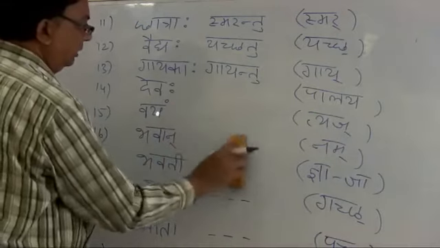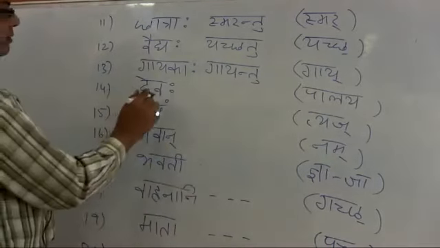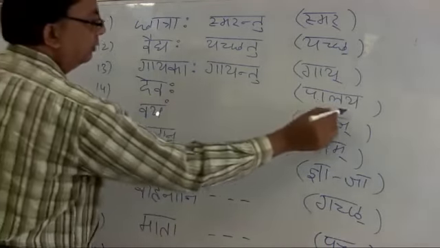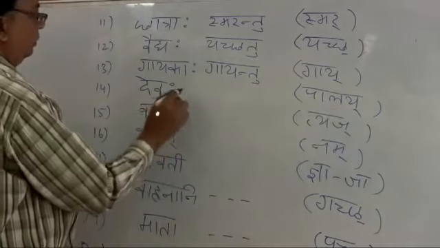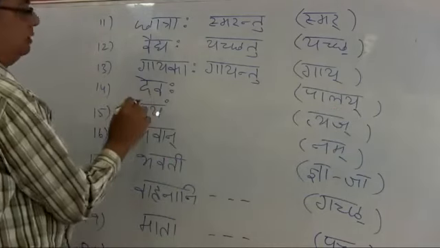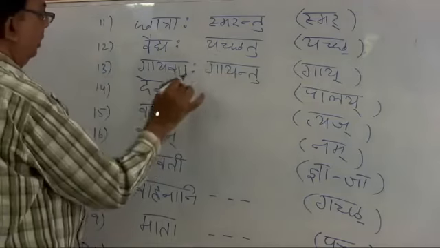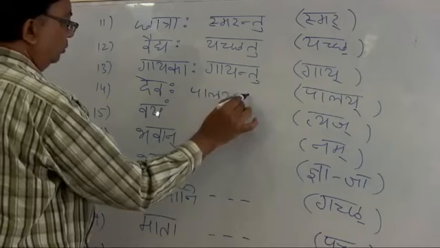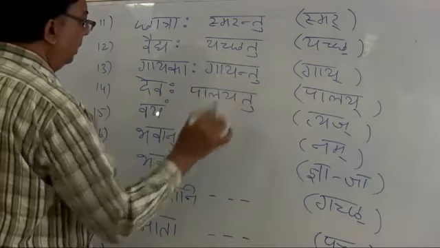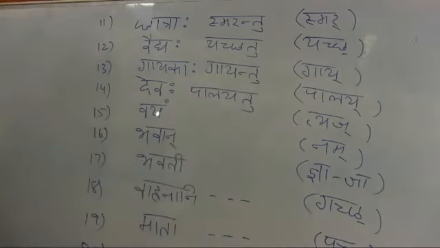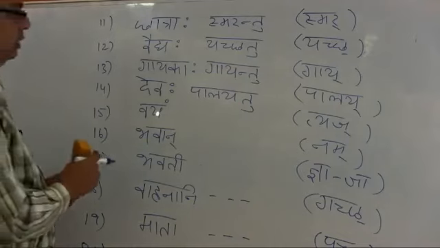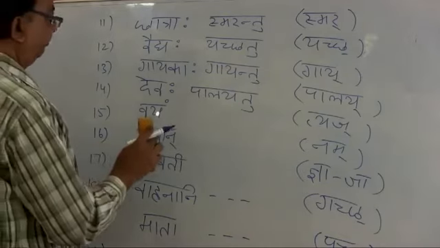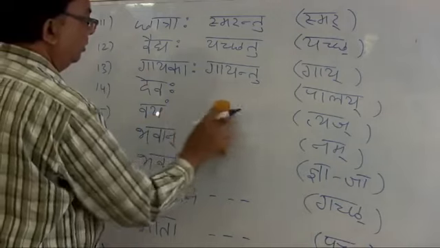Let the singers sing. May the singers sing. Now, 14th one, Devaha. Palaya is the verb. So, Devaha being third person singular, you do it like Vaidyaha Yachatu, Palayatu. Devaha Palayatu. Meaning, may God protect.